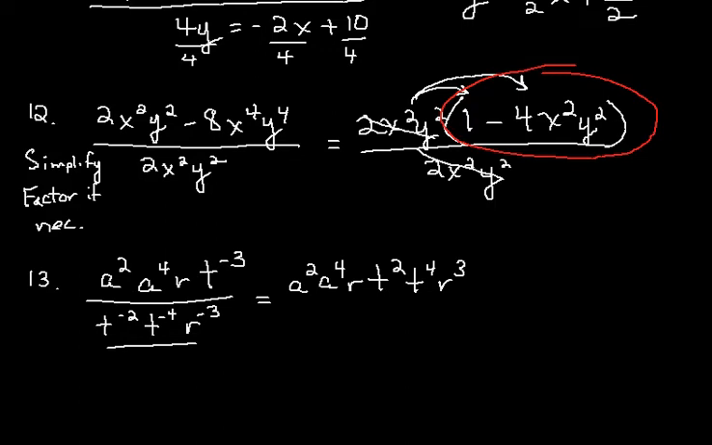Now these guys are like terms. There's more t's on the top, so we're going to get a to the sixth, r to the fourth, t to the, there's 6 across here, 3 here, so 3 of them will cross out, so we end up with t to the third. So hopefully that made sense for you. Okay, number 14.